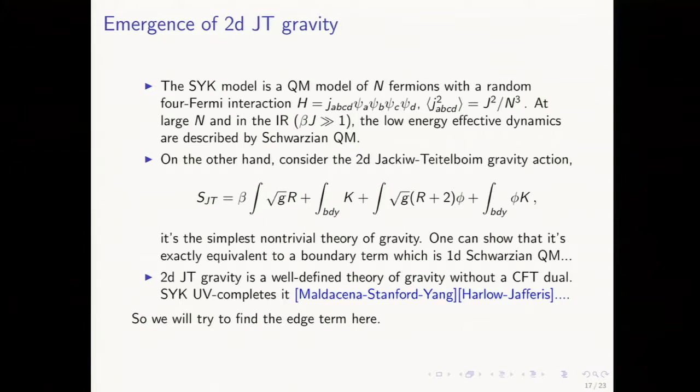So based on this observation, these people have said that 2D JT gravity is like some IR limit of whatever the bulk dual to the SYK theory is, which we don't currently know, and SYK UV completes it. So it's emergent in the sense that I wrote on the previous slide. So this is one setting where we can try to compute the edge term.